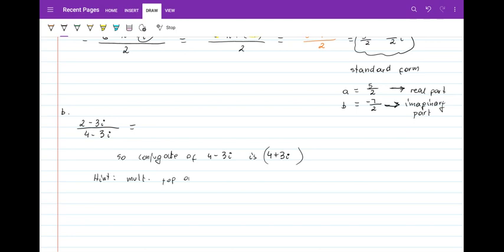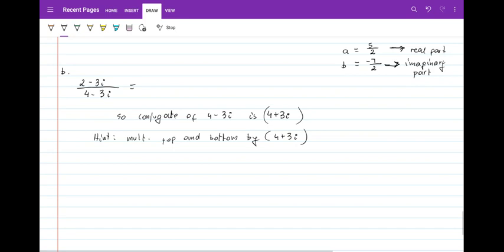So we're going to multiply top and bottom by the conjugate of the denominator, which is 4 plus 3i. So we can leave the solution in standard form. So let's go back. We have 2 minus 3i over 4 minus 3i. We multiply top and bottom by the conjugate of the denominator, which is 4 plus 3i.